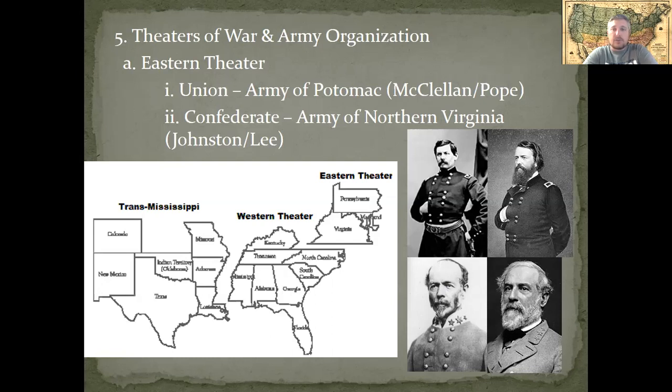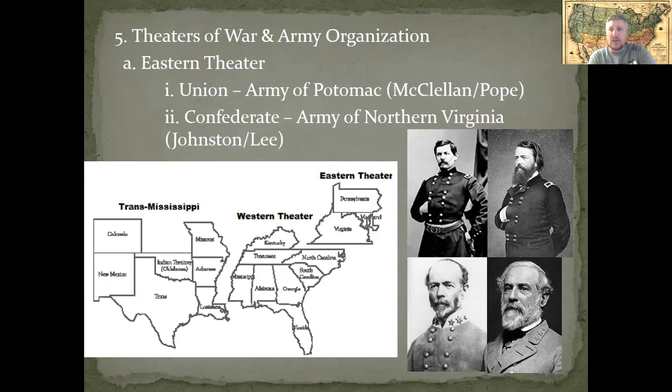Let's take a look at the Eastern Theater and who is fighting initially and who will eventually take over this theater. The main fighting in the Civil War takes place in this theater. It has the bulk of the armies: Virginia, West Virginia, which has split off, Maryland, Pennsylvania, around Washington, D.C. These are mainly focused on capturing the opponent's capitals. So that's what the Eastern Theater early goals are, to capture the opponent's capitals.